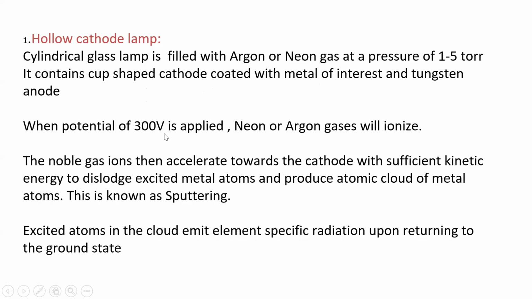When potential of 300 volts is applied, inert gas present in the lamp will ionize. This gaseous ions will accelerate towards the cathode and dislodge the excited metal atoms. So finally, it results in the atomic cloud of metal atoms. This process is known as sputtering. Excited atoms emit the element-specific radiation. This is the working of hollow cathode lamp.